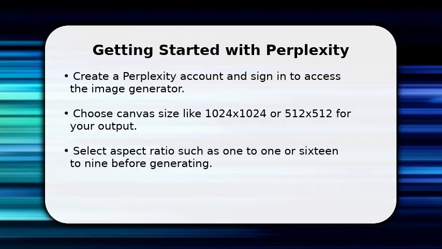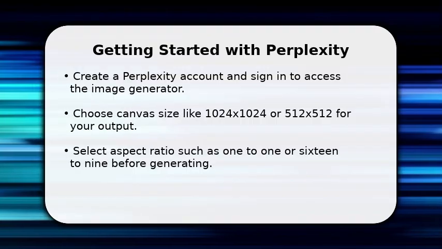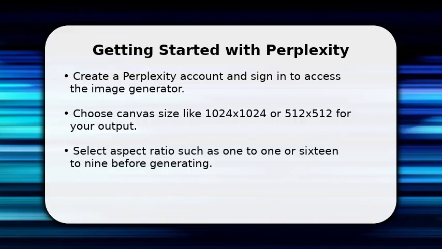Select aspect ratio, such as 1:1 or 16:9 before generating. Pick a model variant and default settings to match your quality needs. Learn where prompts, reference images, and output folders are located in the interface.